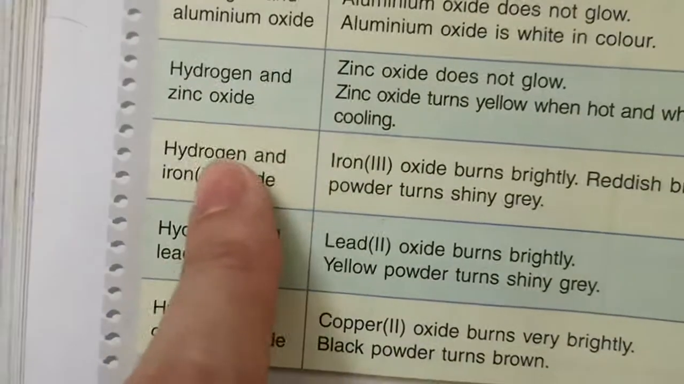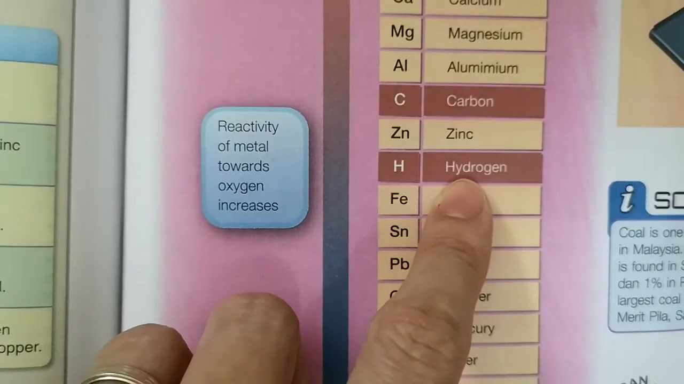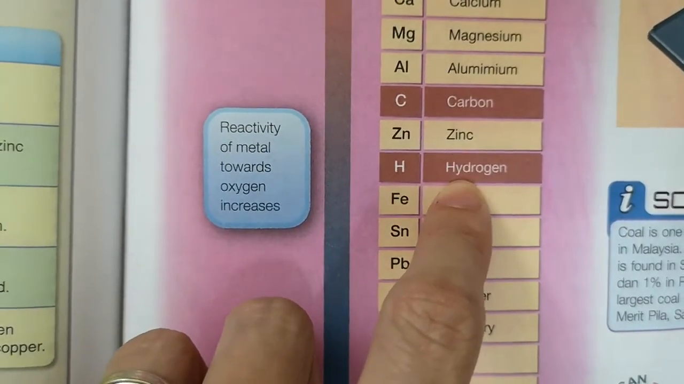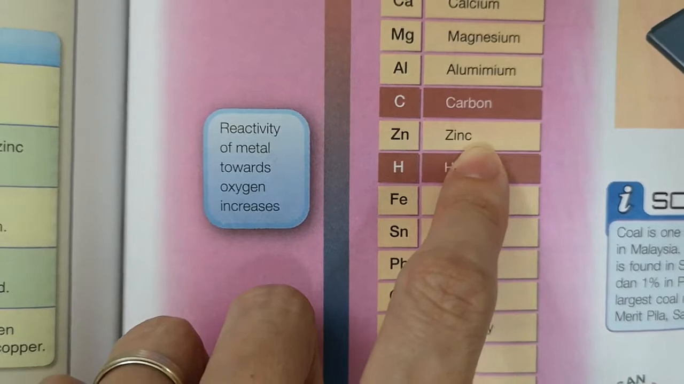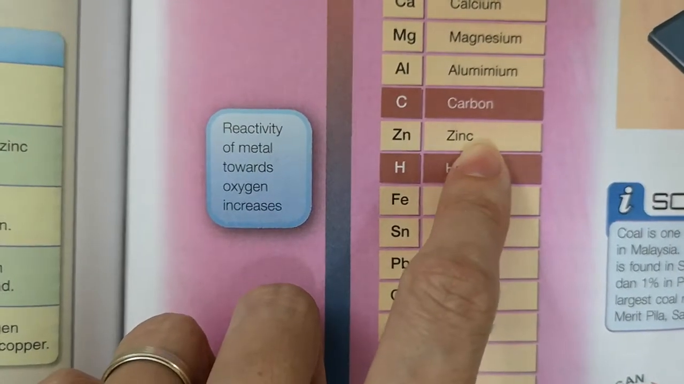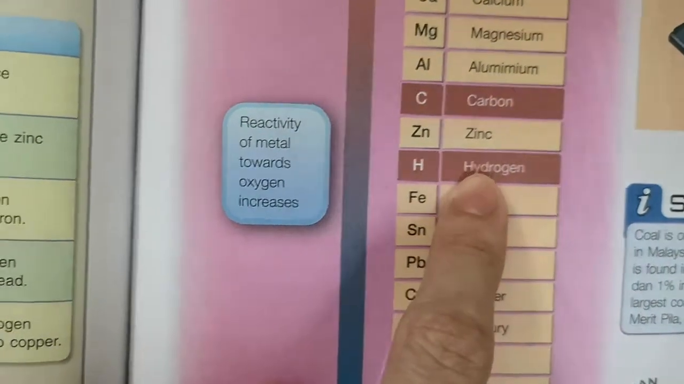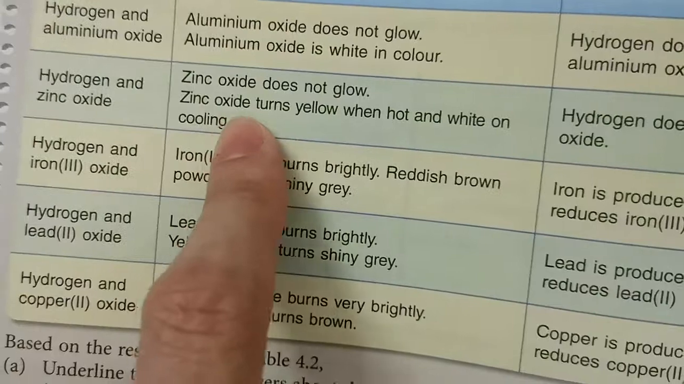Hydrogen and zinc oxide. Let's take a look. Hydrogen and zinc oxide. Can hydrogen remove oxygen from zinc? Cannot, because hydrogen is less reactive than zinc. Hydrogen is less reactive than zinc, so nothing happens also. Zinc oxide does not glow.